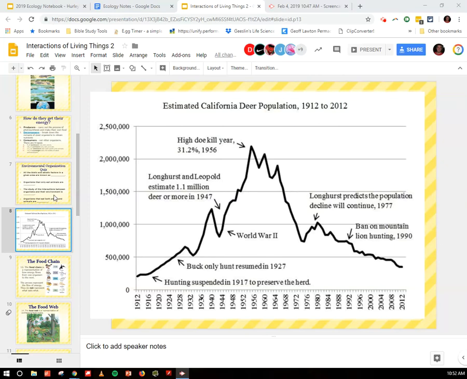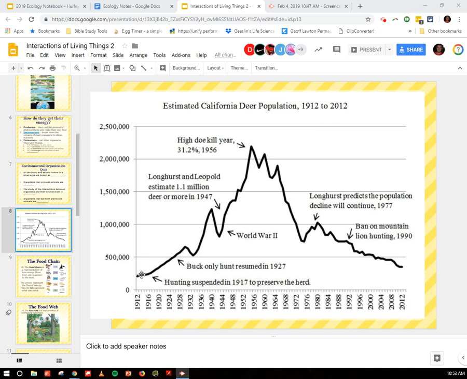All right, so we've looked at how organisms get their energy. Now we'll look at this. This is limiting factors. You've seen a chart similar to this. This is population growth. So this is deer population in California during these 100 years, 1912 to 2012.